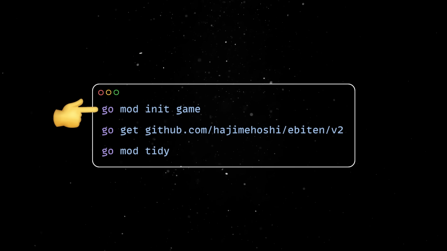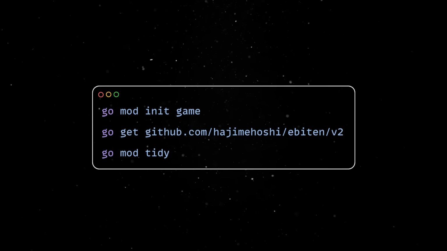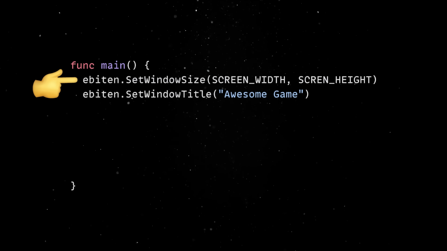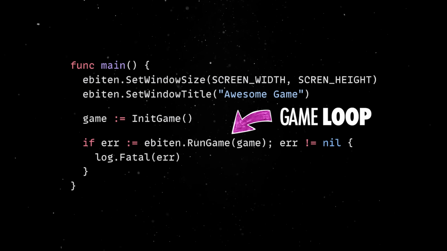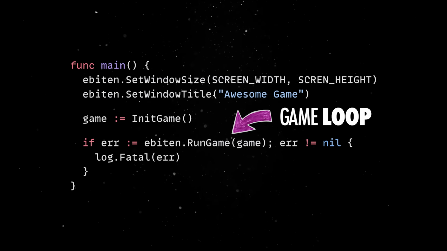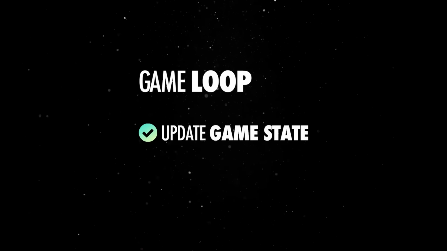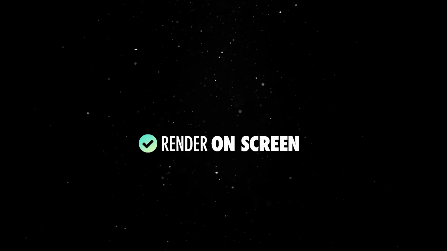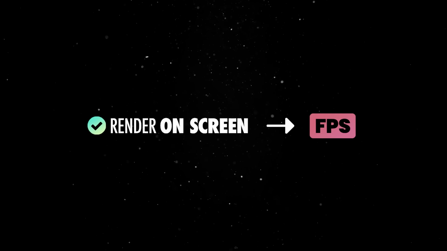We'll start by initializing a Go project, add in our dependencies, and open the main function. This is where we'll set our window size, a window title, and we'll start our main game loop. This is the core structure that runs continuously during the execution of a game. It's responsible for updating the game state and rendering the visuals to the screen over and over again, usually at a consistent frame rate, also known as FPS.